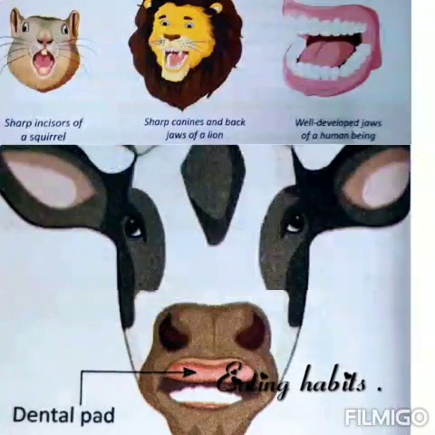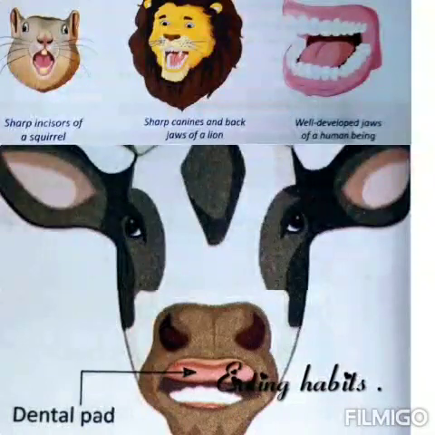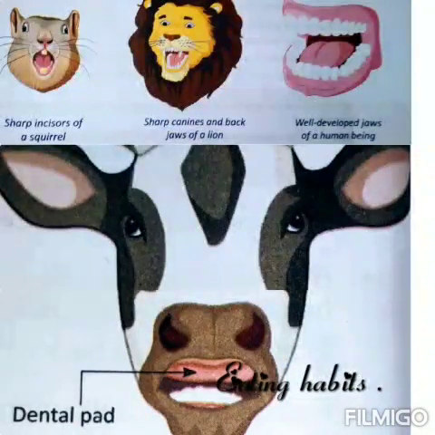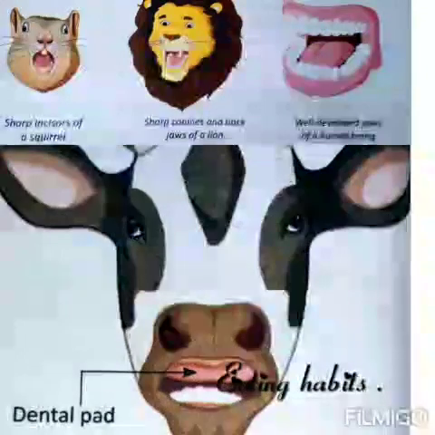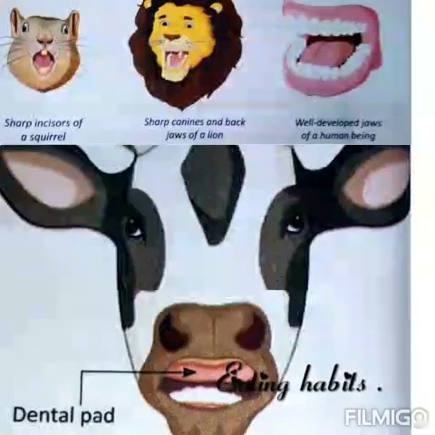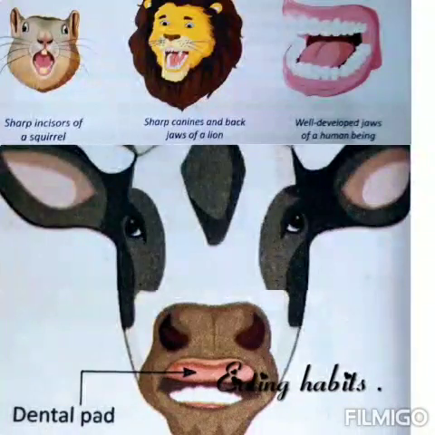Next, third one, omnivores. Omnivores eat both plants as well as the flesh of other animals. Human beings and bears are omnivores. They therefore have well-developed canines for tearing flesh as well as broad and flat molars for crushing vegetable matter.